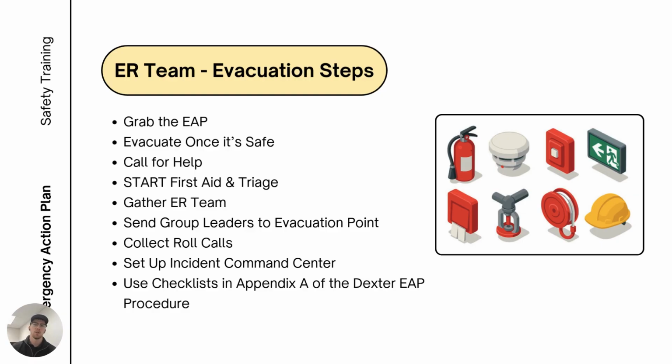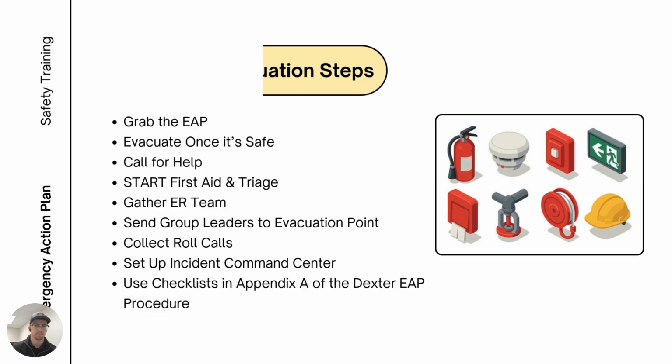And then step nine, use the Appendix A checklist to guide team roles. These are found within the EAP policy for Dexter safety. When emergency services arrive, let them take over. The incident commander, who is the uppermost leader in our facility for that day, becomes the liaison and support for emergency service teams. So emergencies are chaotic, but clear roles, quick action, and strong communication make all the difference.